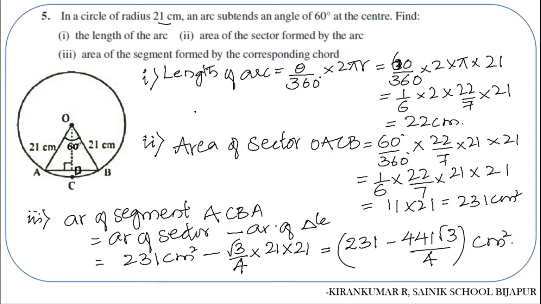Since they have not mentioned here, I have now taken the root 3 value as 1.73 and then simplified. I've just written the answer in a complex form. I have not simplified further.